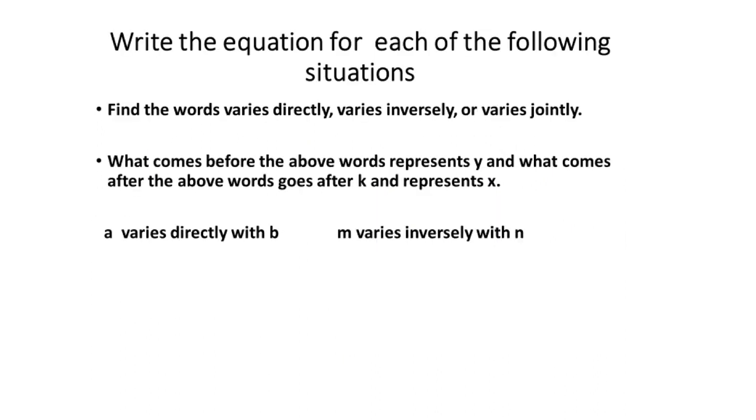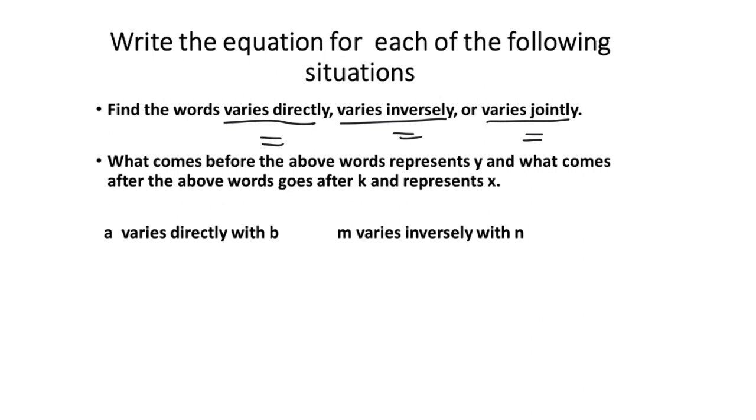All right, the next type of problems that we're going to be looking at is writing equations for each of the given situations. First thing that you want to do is find the words varies directly, varies inversely, or varies jointly. This is where the equal sign is going to go in your equation. And the way this separates the problem is what comes before that is going to go in front of that equal sign. What comes after that is what is going to go after the constant of variation k.